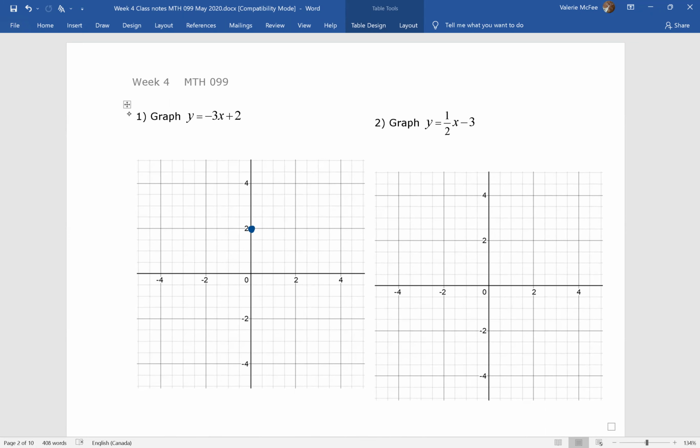So if we let x equal 1, we have y equals -3 times 1 plus 2. That's -3 plus 2, -1. So when x is 1, y is -1. And there we can see that our line is moving down to the right. Why don't you pause your video and try graphing this line?